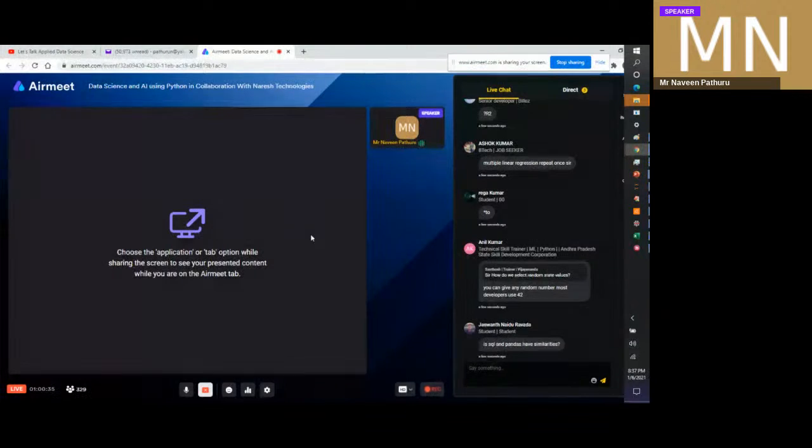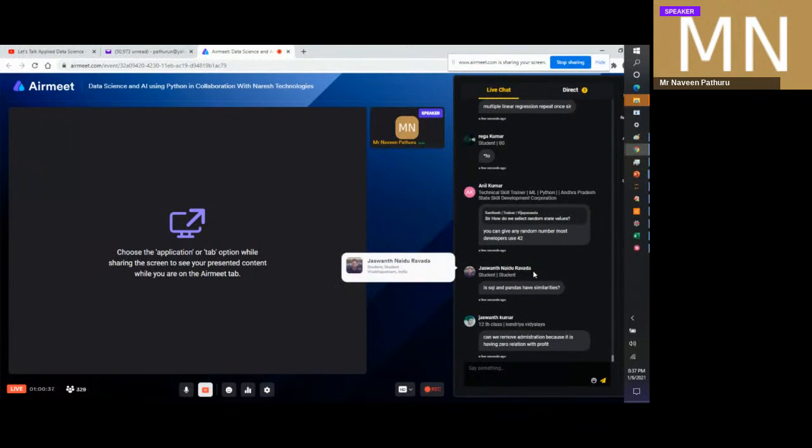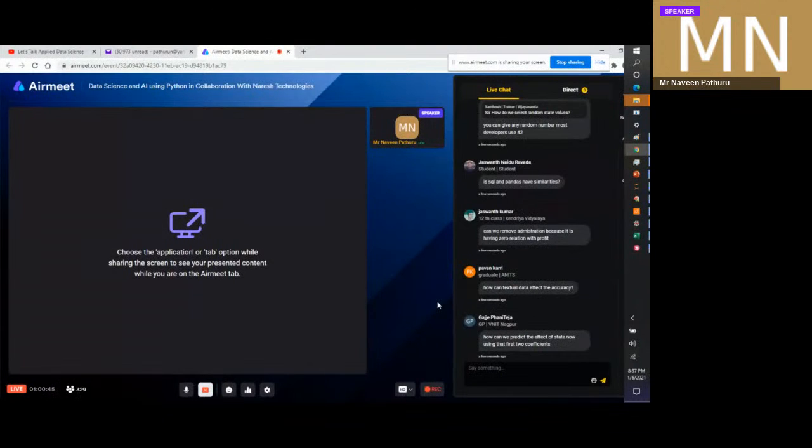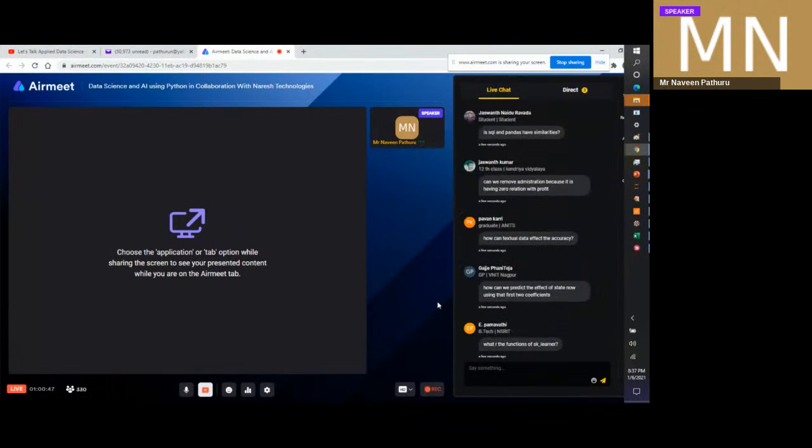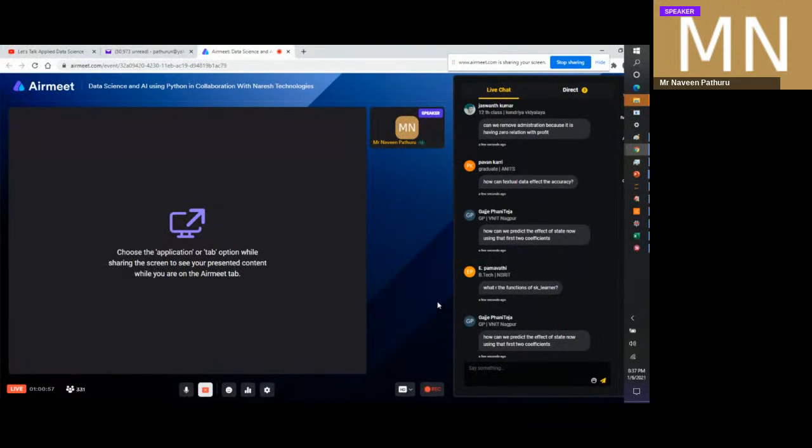You can give any random state. Yes, the random state, as I said, is for reproducibility. Yes, you can remove the administration. sklearn is a package for machine learning.